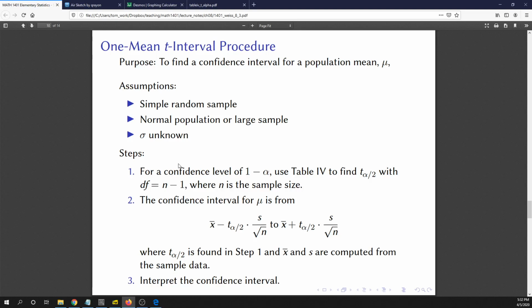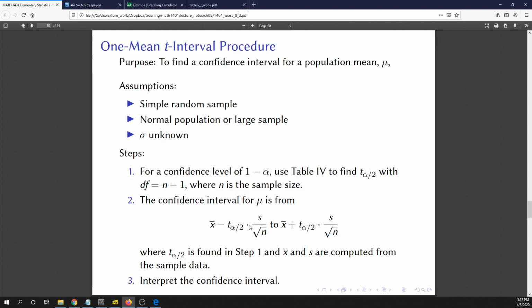So the steps you would go through: number 1 is to find the value of t of alpha over 2. Again, to find what alpha over 2 is, we subtract the confidence level from 1 to get alpha and then divide it by 2. That will tell you what t of alpha over 2 is. Then you'll need to find the degrees of freedom, which is easy. It's just the sample size minus 1. And you will go to table 4 and look up the value of t of alpha over 2.